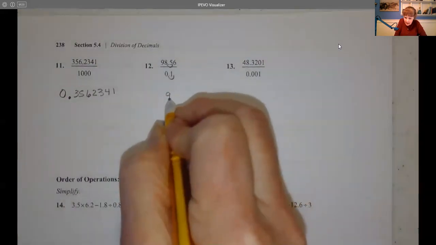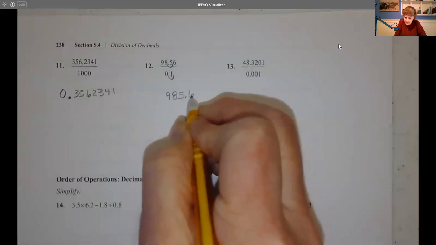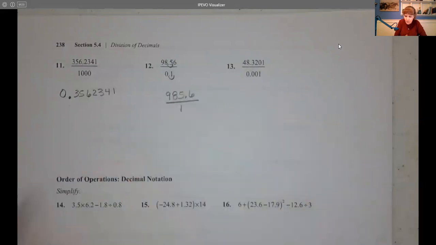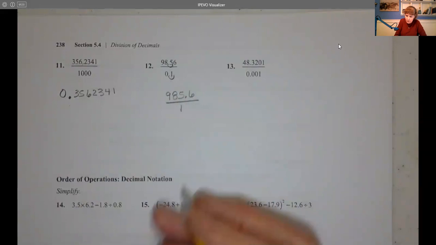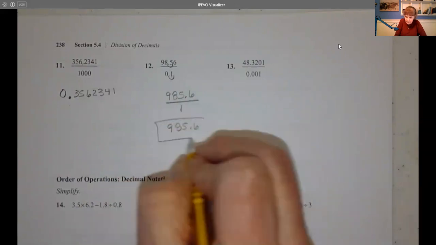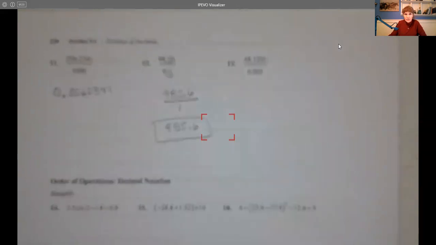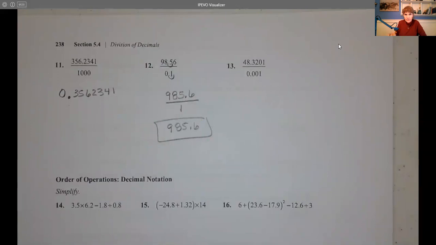So your answer is 985.6. Now you have a 1 down there. So your answer is just 985.6 for that one. I don't know if that looks slightly blurry to me. Maybe that helps. All right. So let me try a different pencil.